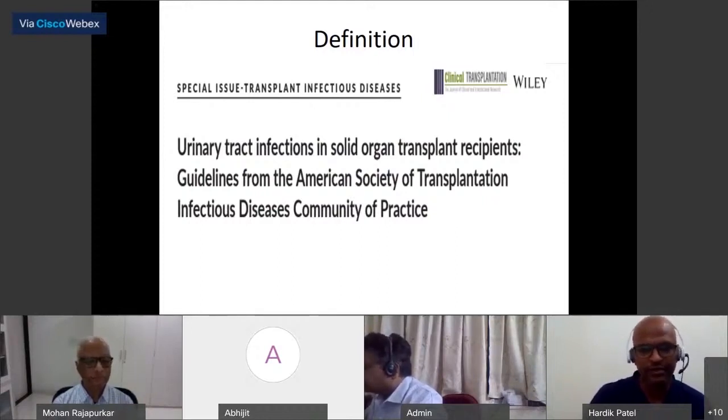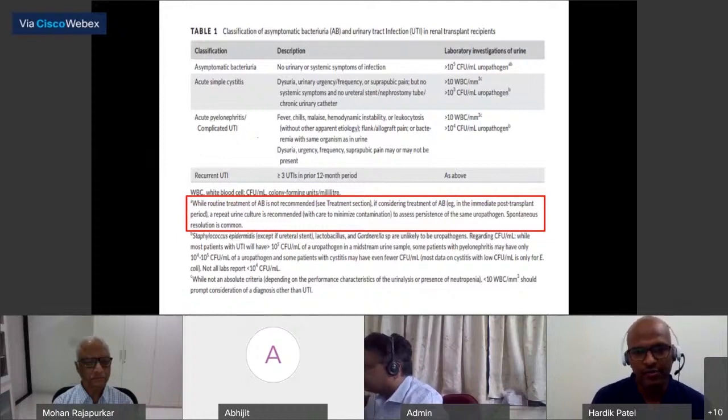So coming to the definitions, asymptomatic bacteriuria is defined as no symptoms, but the colony forming units for the particular organism should be more than 10⁵. Whenever we find asymptomatic bacteriuria, the urine culture should be repeated one more time, and two consecutive cultures showing a similar organism is considered significant bacteriuria, especially with colony forming units more than 10⁵. For simple cystitis, there have to be symptoms of urgency, dysuria, or pain, but there should not be any fever, and there should not be any indwelling device to call it acute simple cystitis.